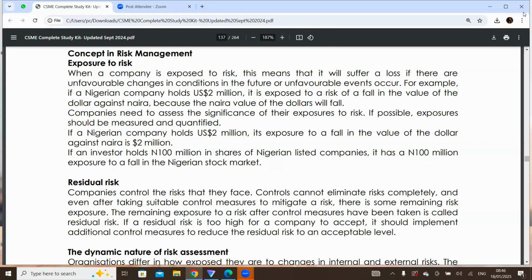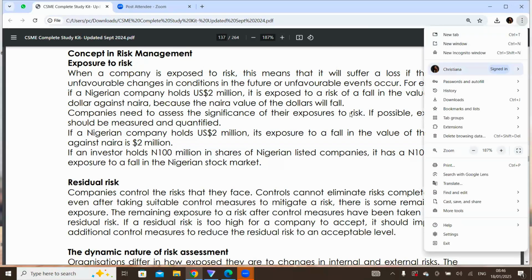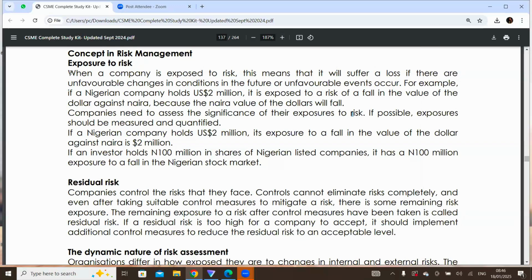I'm trying to look for the highlight option, but it doesn't seem to be here. Okay, no problem.